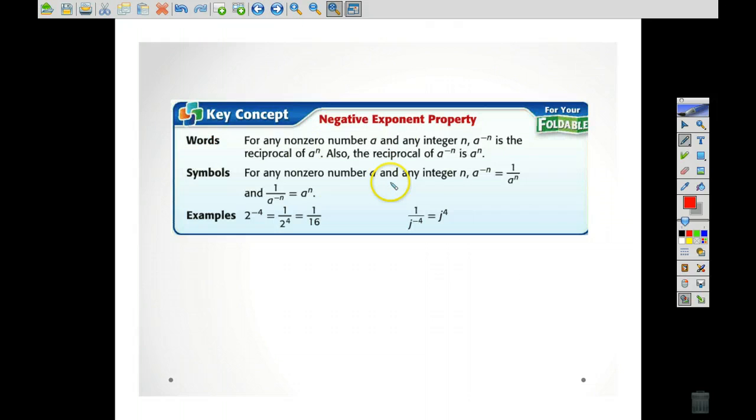Okay, so here we go. Anything you have a to the negative nth power, you can rewrite as 1 over a to the nth power. Okay, so 2 to the negative 4th is actually 1 over 2 to the 4th power, which is 1 over 16. So it goes backwards too. If you have a number that's a negative power, you can bring it back up as a whole number.